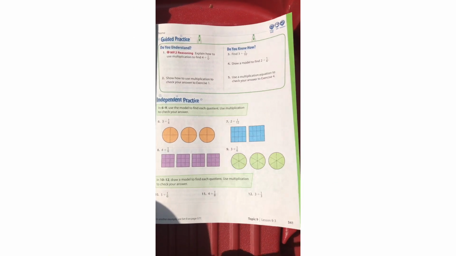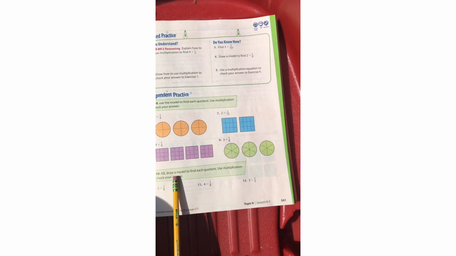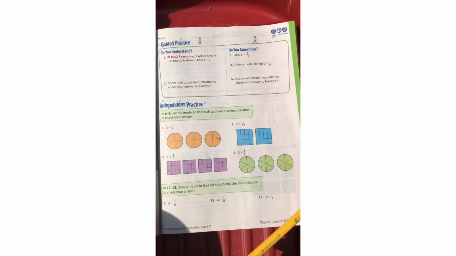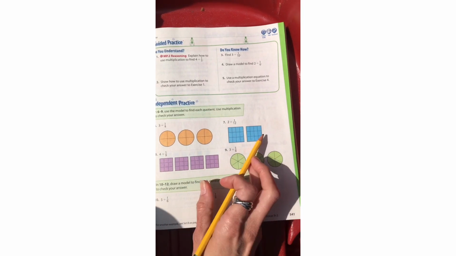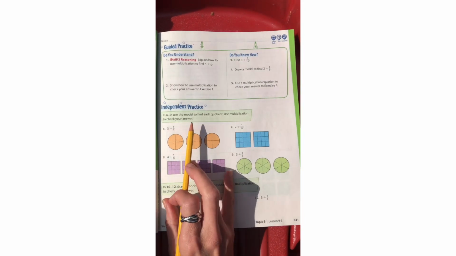Now we're going to take a look at page 541. These problems down here are exactly like what you're going to do today on your homework. So let's start with those. For these ones with the pictures here, use the models to find each quotient. Use multiplication to check your answer.